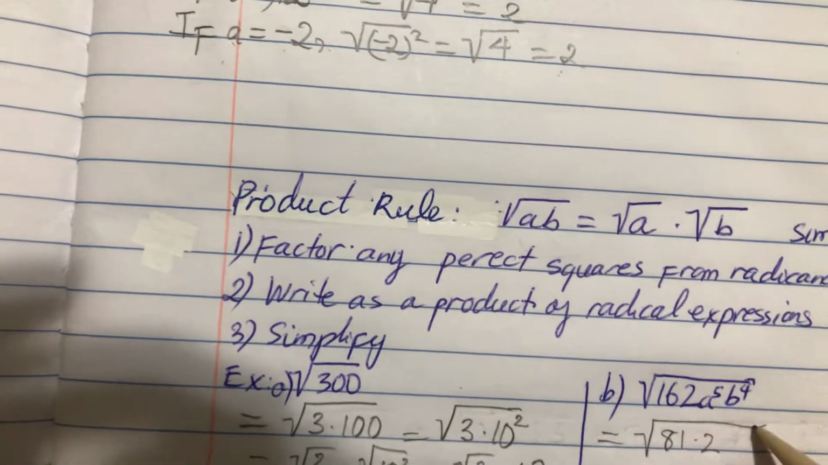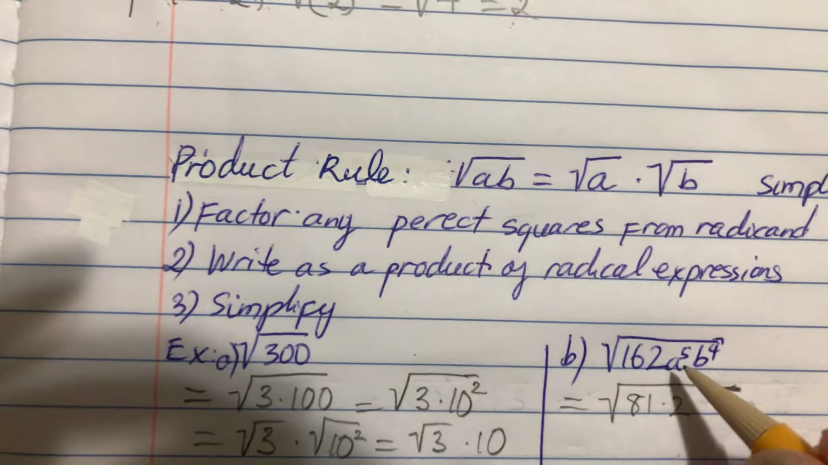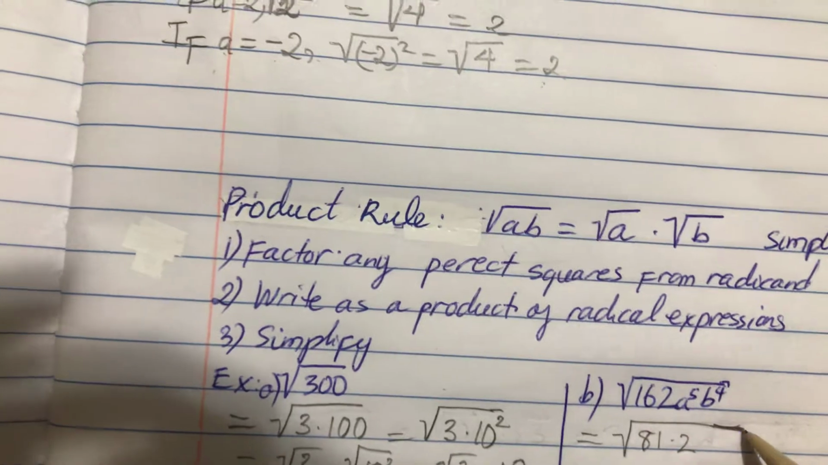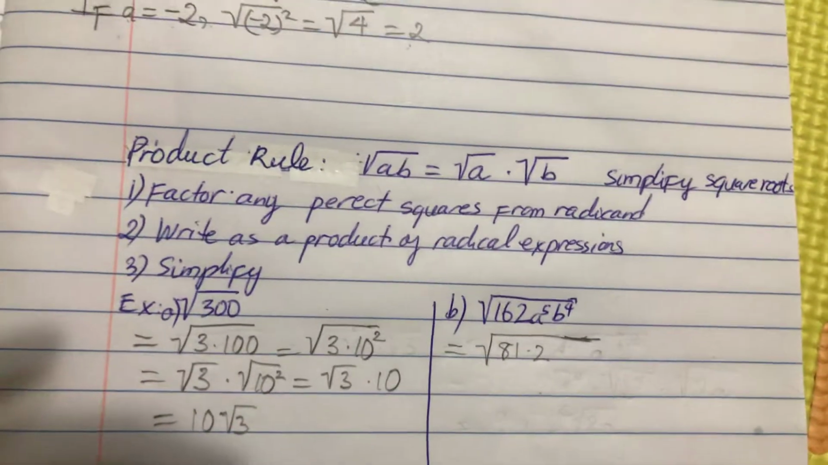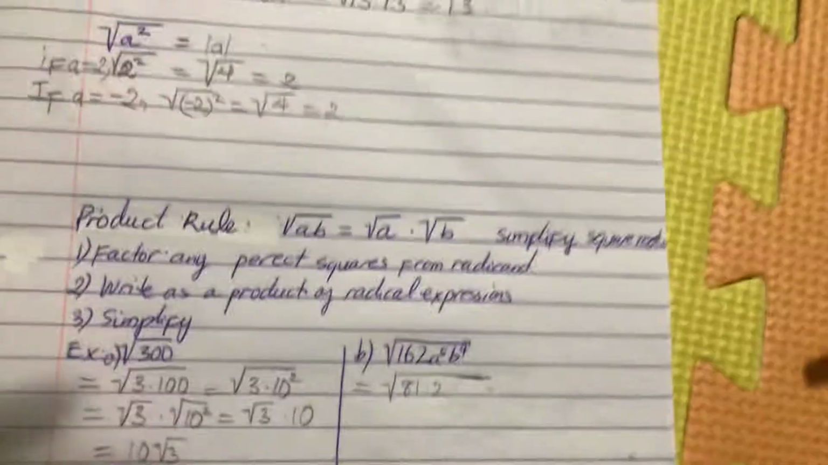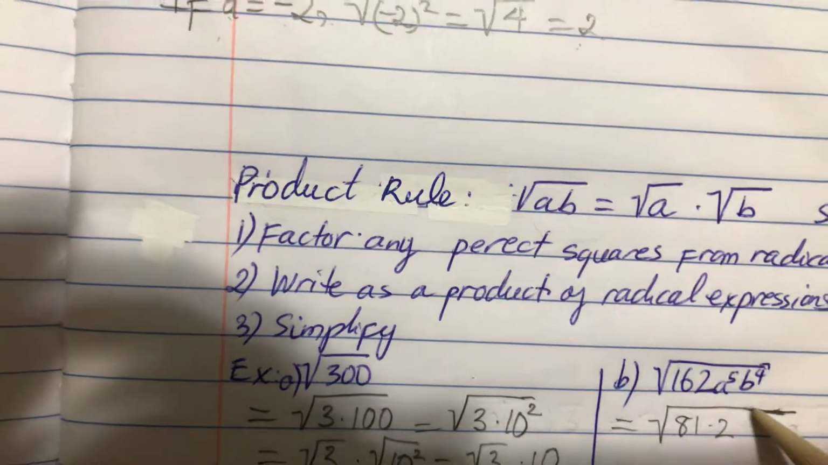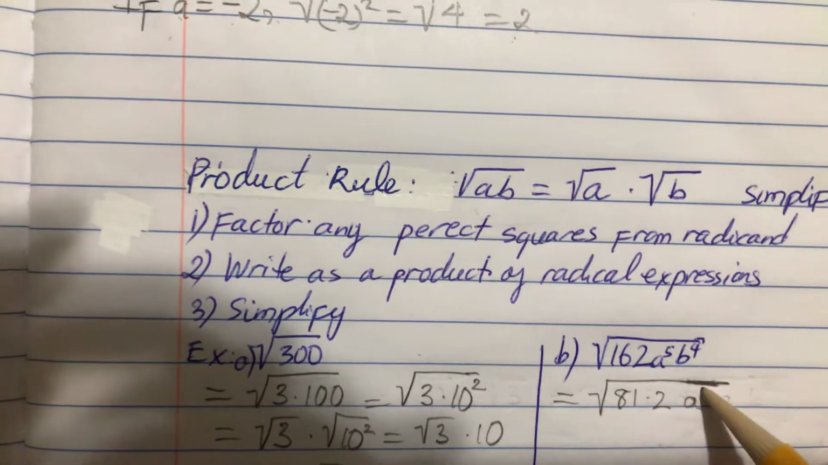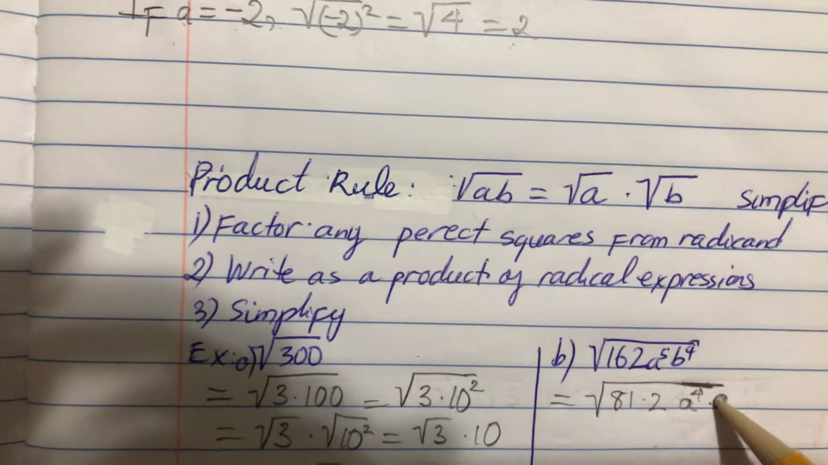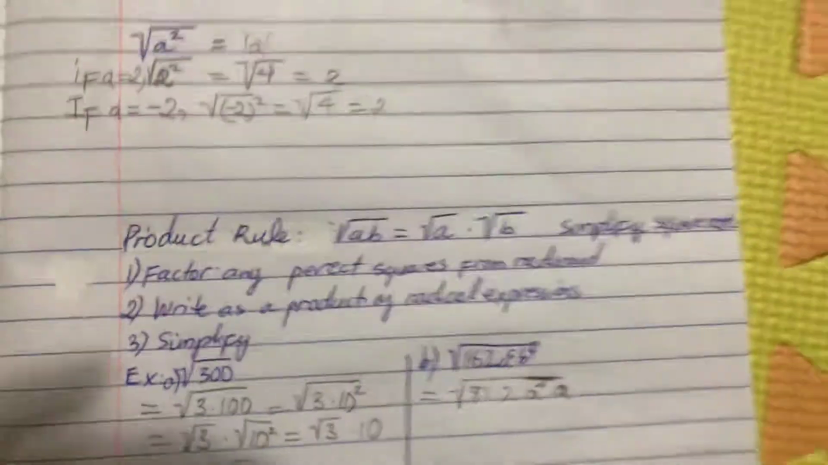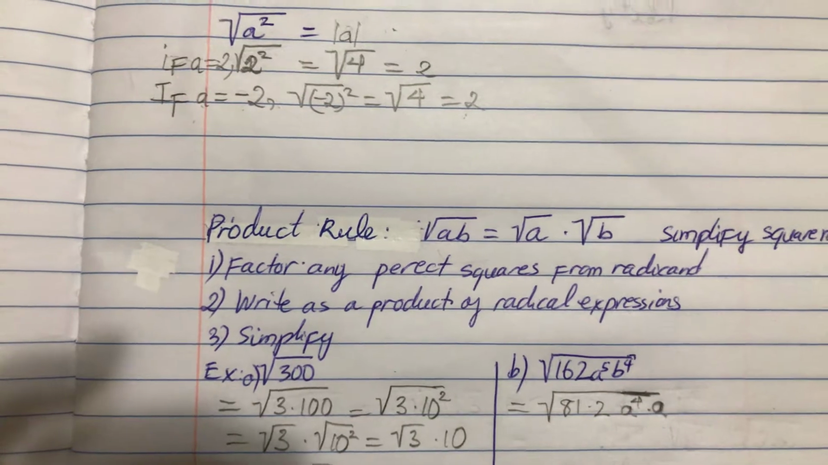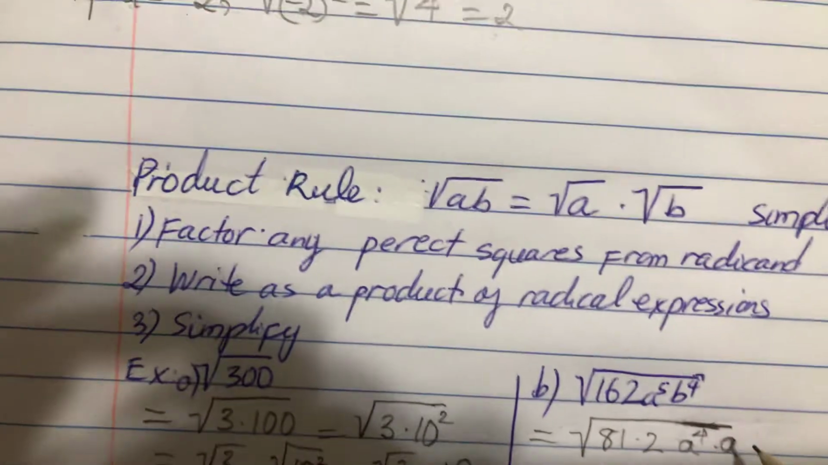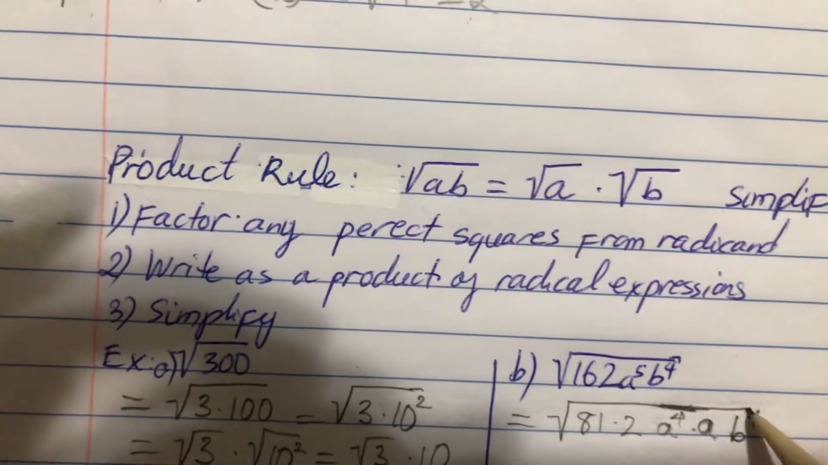Now let's try to convert the a to the 5th to become some perfect square. But a to the 5th is not a perfect square. But using the product rule of exponents, I can split a to the power 5 into a to the power 4 times a. Does that make sense? And then keep the b to the 4th.